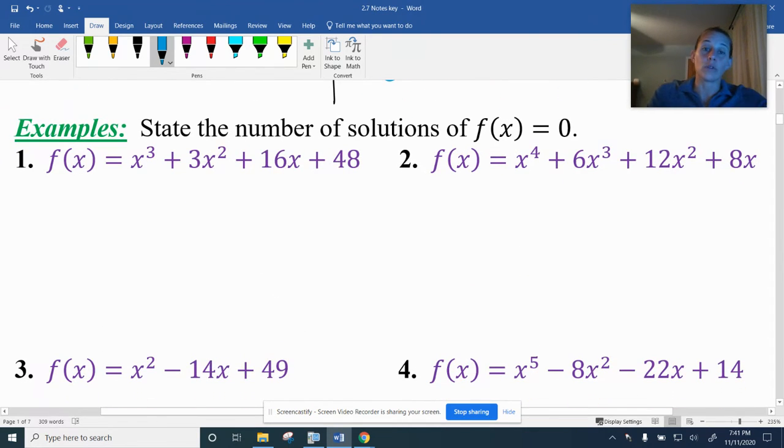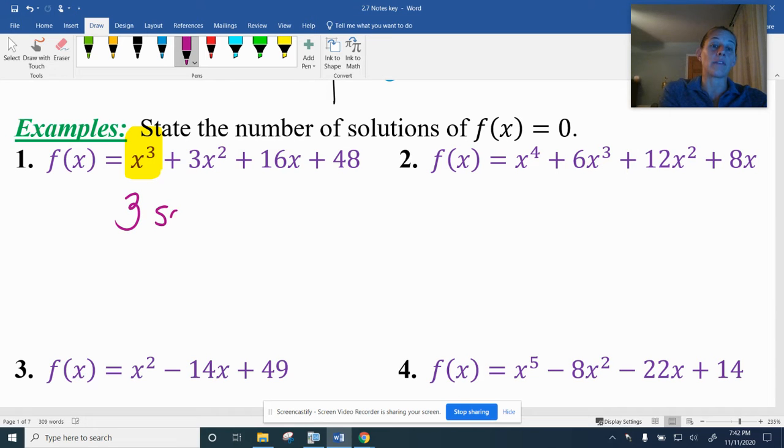So stating the number of solutions: when we want to find out how many solutions there are to a specific polynomial, we want to first make sure that our polynomial is in standard form. That would mean that the first term is the highest degree, and then each consecutive term is decreasing in order all the way down till we get to our constant. So number 1 is already in standard form, so all we need to do is look at that lead term. Our lead term is of the 3rd degree, or a cubic polynomial. So this would tell me that I'm going to have 3 solutions for this polynomial.